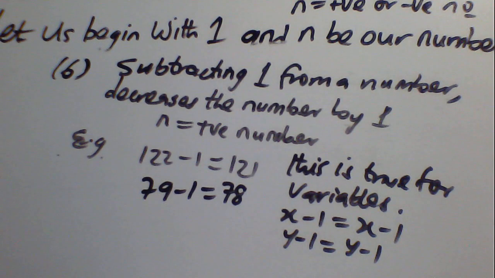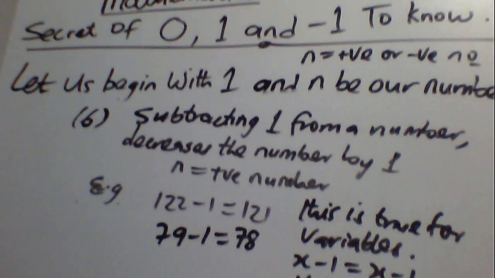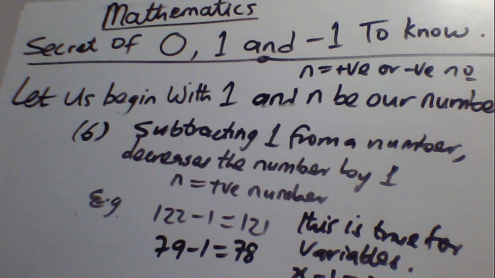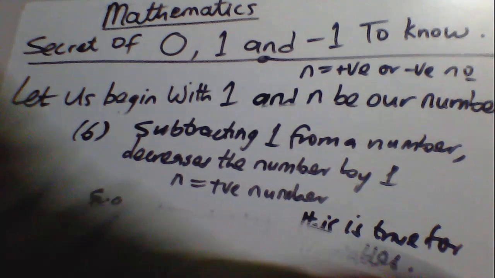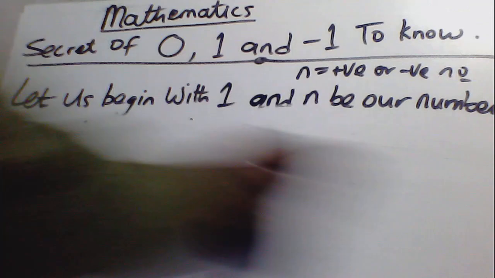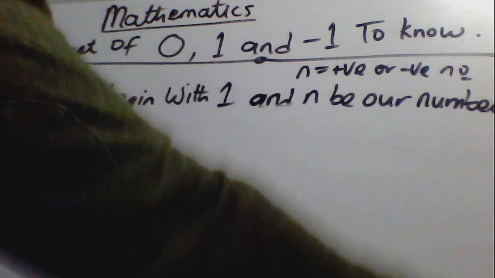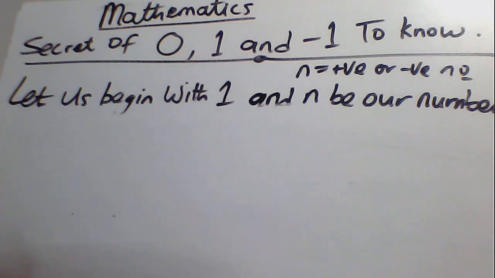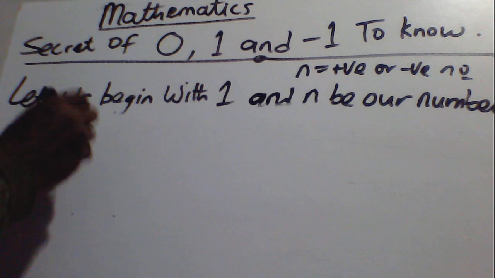So these are the properties of 1, or the secrets concerning 1 you have to know. If you have been following up to this extent, you might have learned many things relating to 1 and 0. Already we have done it. And then we are going to do minus 1, so that at the end of the lecture, you will be able to understand the properties and concepts relating to 0, 1 and minus 1. So let's look at the seventh one.